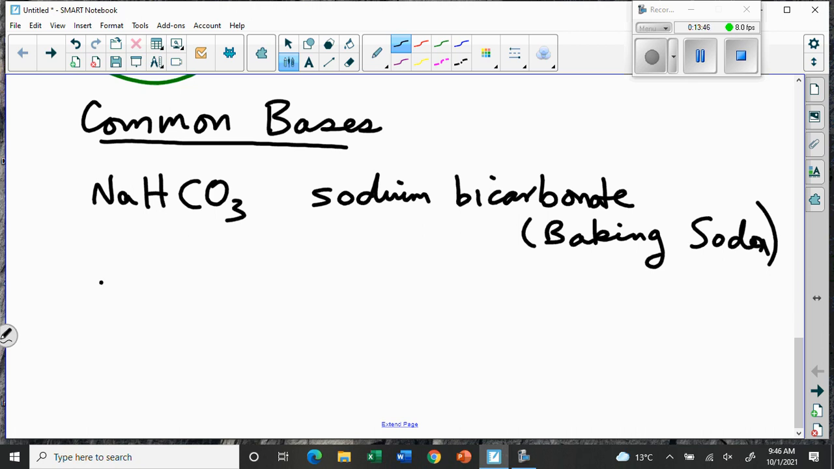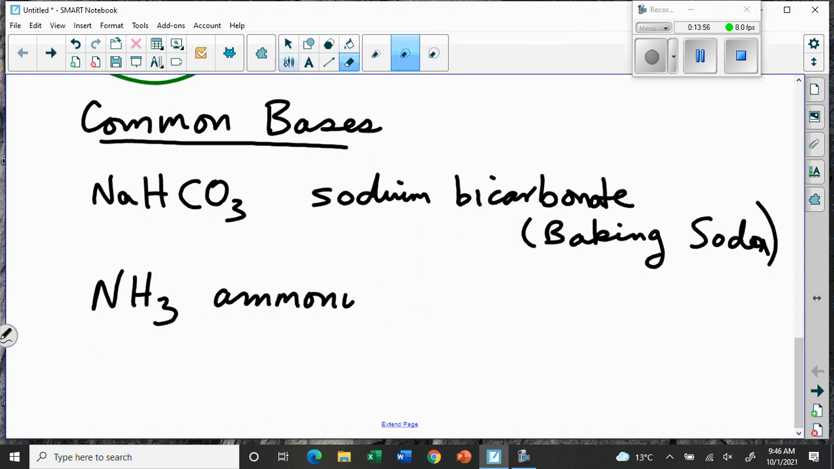Ammonia, as we saw before, NH3. Ammonia. Remember, you have to keep clear in your head. Ammonium, I'm writing that by mistake. Ammonia is NH3. Ammonium is what it becomes in its little dance after it pulls an H off of water. Ammonia, a very strong base.